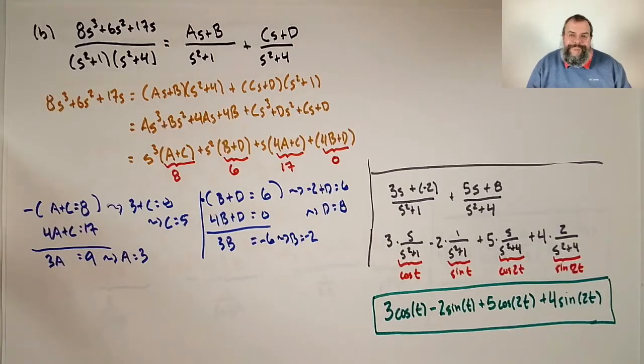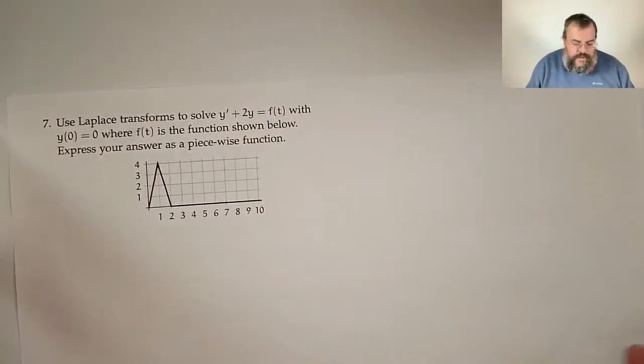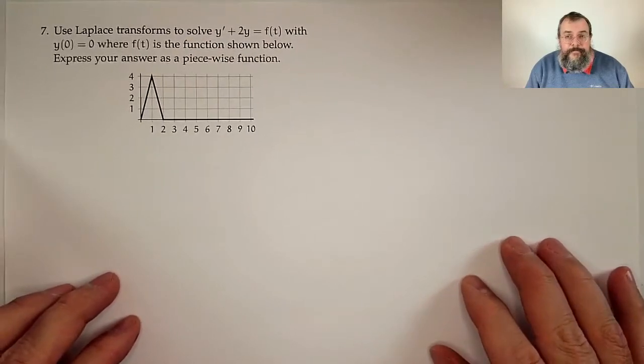And we're done. All right, good. So we found our Laplace transform of one function, our inverse Laplace transform of another. Okay, that finishes up number 6. So we're turning our corner. 2 problems left to go. And our next problem is number 7.